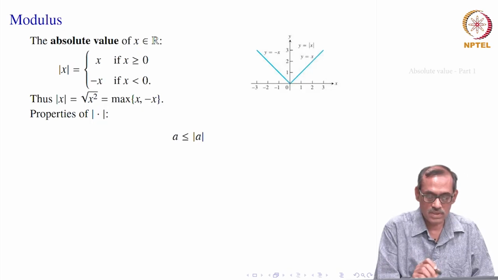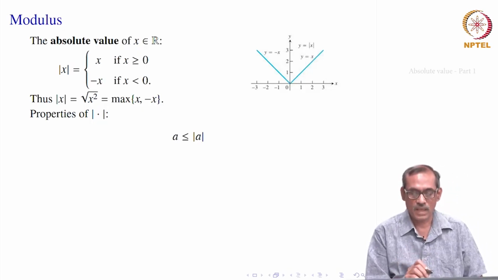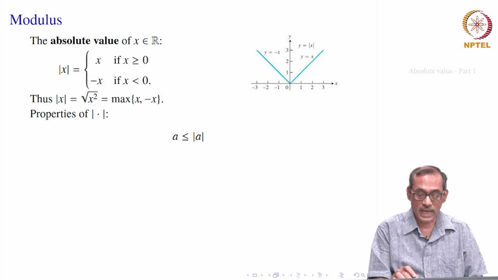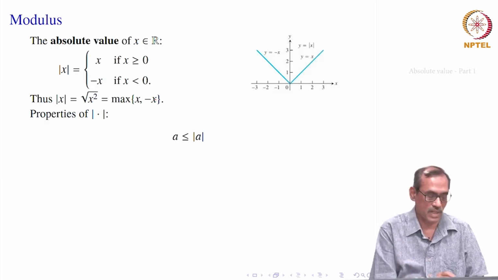Okay, so now we will see some properties of this absolute value or mod. The first property is a is less than or equal to mod a. That is very obvious, because mod a is equal to the maximum of a and minus a. So, whatever it is, it is the maximum, so a must be less than or equal to that.